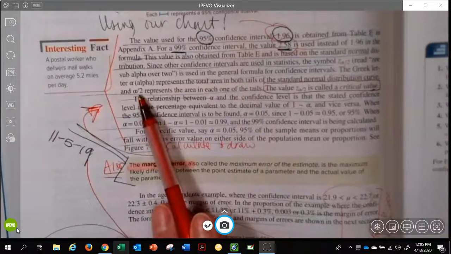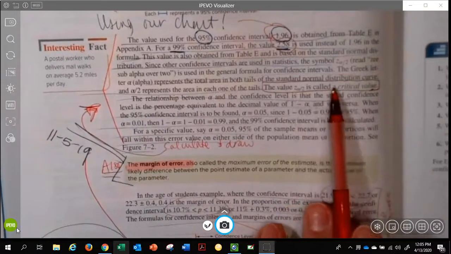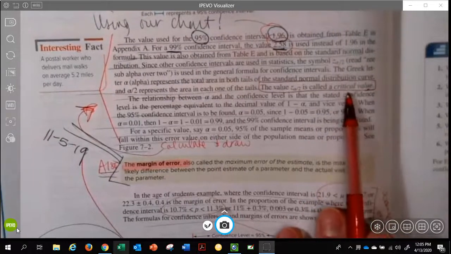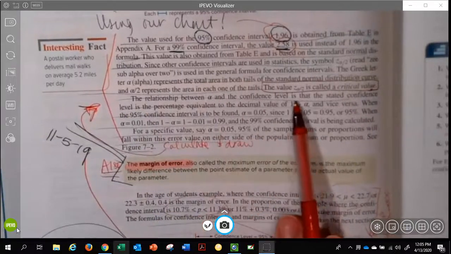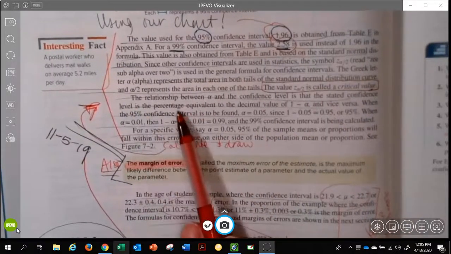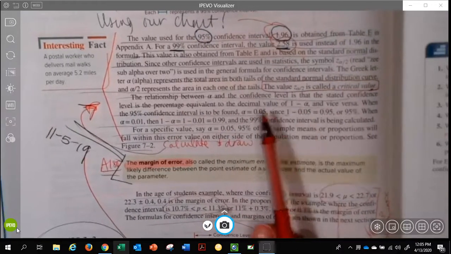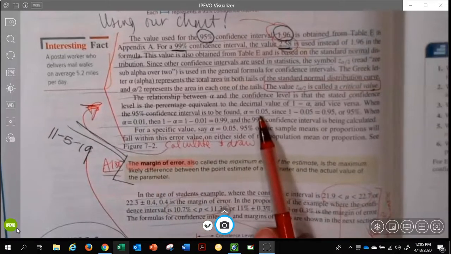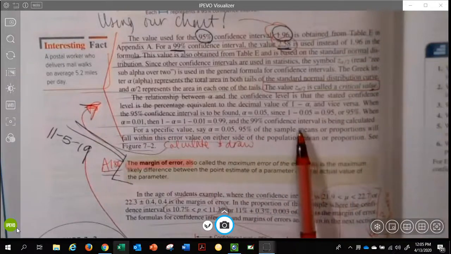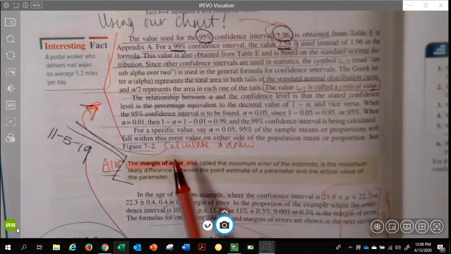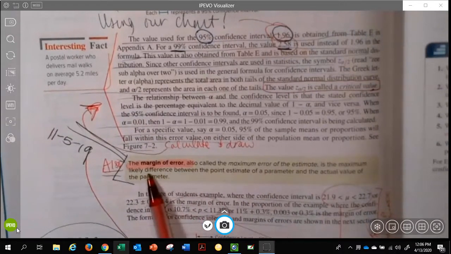Okay, so we've got this new thing. You're writing it down, you're highlighting it, and this value z sub alpha over 2 is called a critical value. The relationship between alpha and the confidence level that is stated is going to be some percentage as a decimal value, with a 1 minus, and 95 is mentioned, and then somewhere in here it's talking about the margin of error on the other side. Okay, so hang on to that.